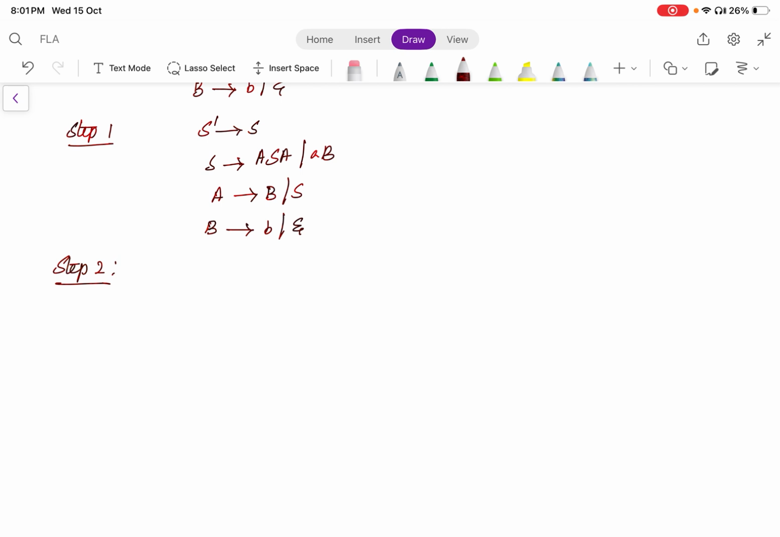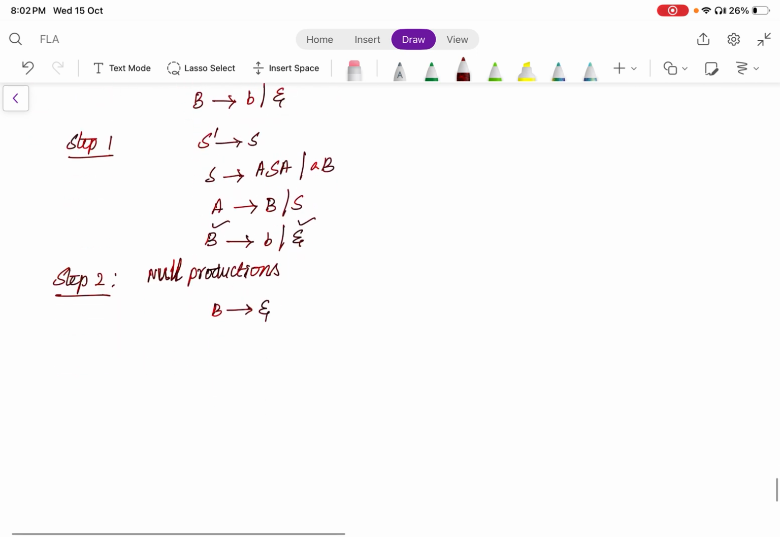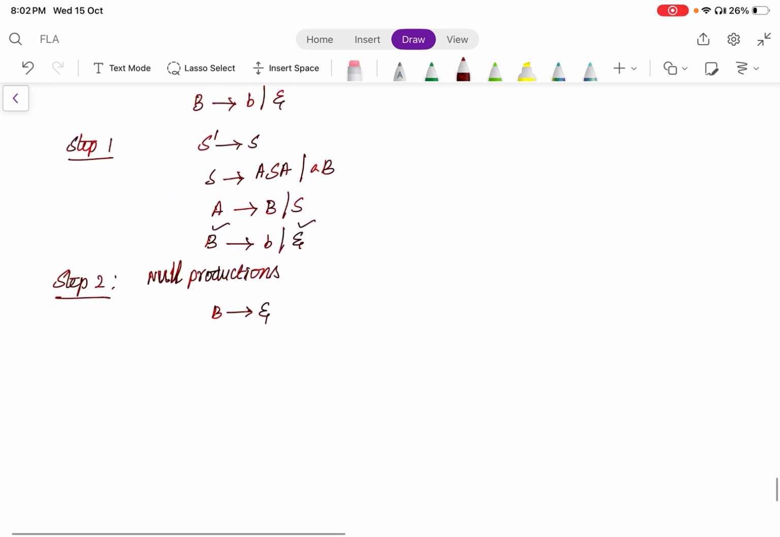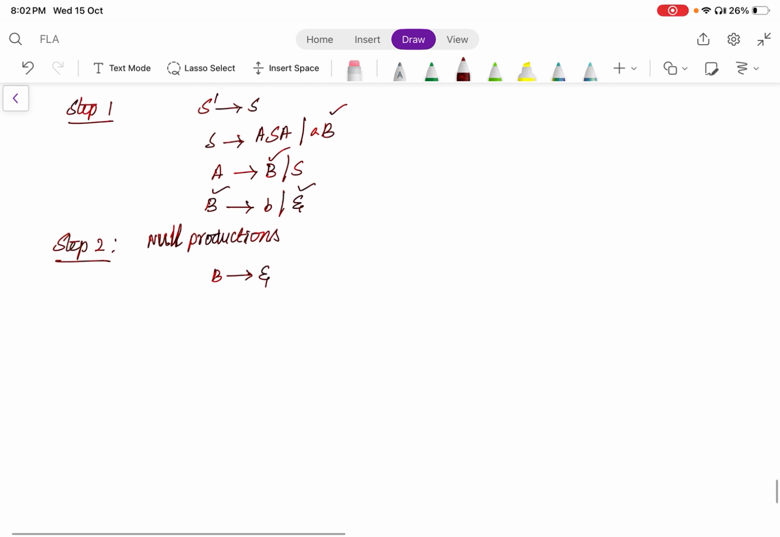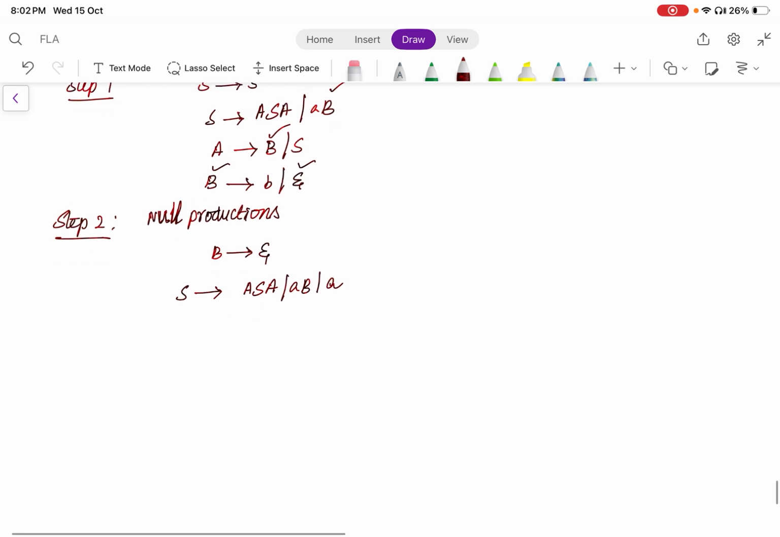So first let's remove the null production. How would you do it? First find out what the null productions are. You have only one null production, that is B tends to epsilon. So you substitute the value of B wherever you find B in the other productions. There is B in the S production, there is B in the A production. So in addition to their original productions, write the new productions. S tends to ASA, AB. This is the original production. If you substitute B here, you will get A. That is the additional production.